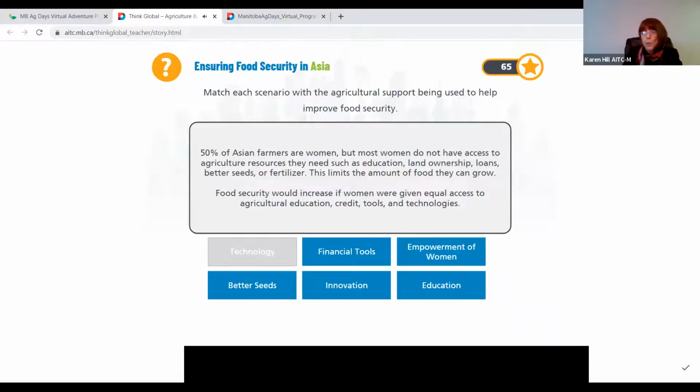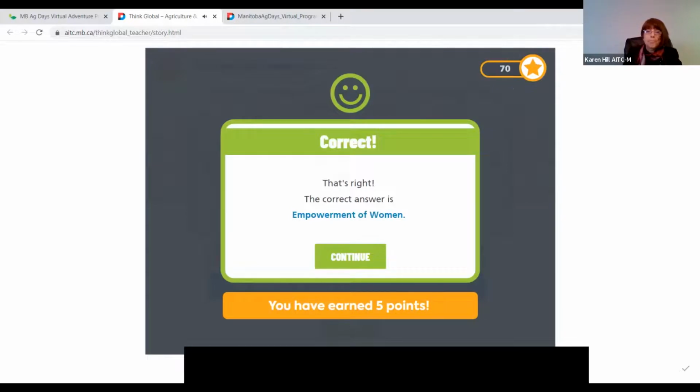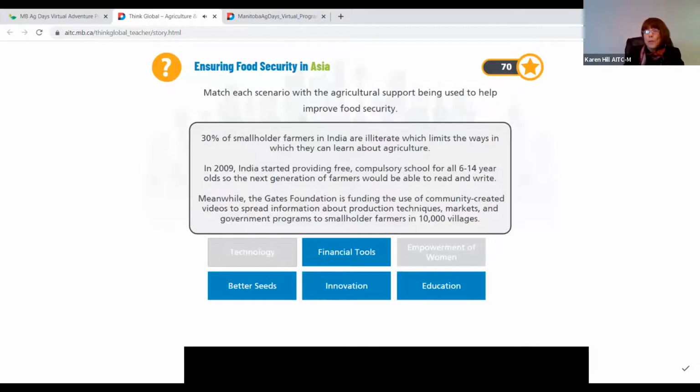Here we have that 50% of Asian farmers are women, but they don't have the same access to agricultural resources, and food security would increase if the women had that access so that they could grow more food. So empowerment of women is something that will improve food security. Here you have 30% of your smallholder farmers are illiterate. In 2009, India started providing free education for all students age 6 to 14. So the next generation of farmers should be able to read and write. Meanwhile, the Gates Foundation has been providing videos to spread production information to smallholder farmers. So all of this is hinged on education.